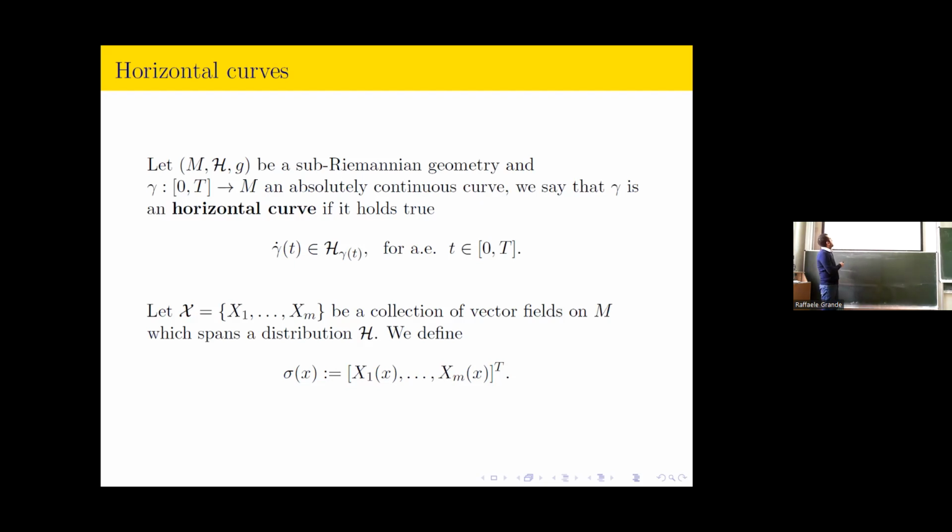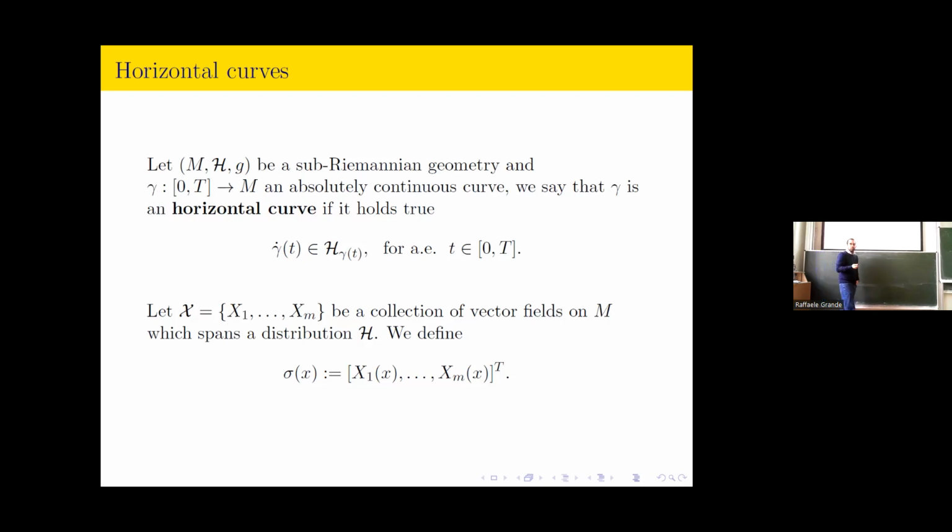And then the main point of this kind of geometry is that not all the curves are admissible or horizontal, depending on whether we are in a setting of control theory or sub-Riemannian geometry. So we can consider gamma an absolutely continuous curve, that means that it is, roughly speaking, differentiable almost everywhere. And then we say that gamma is a horizontal curve if the following condition holds.